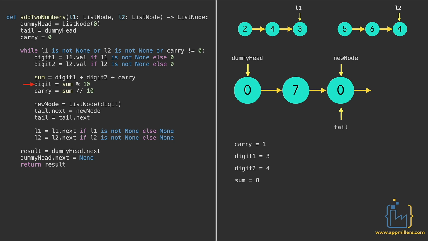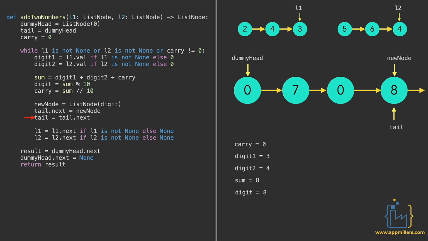Then we will calculate digit, so digit is going to be 8 because 8 divided by 10 is going to be 0 and the remainder is 8. Then we are going to calculate carry, so in our case carry is going to be 0. Then we are going to create a new node with this digit. So the digit is going to be 8 and new node points to this node with the value of 8. Then we need to append this node to this linked list that we have created over here, which is going to be the result linked list. So to be able to do that, we are accessing the tail.next and pointing to the new node. So this is going to create a reference between the last node and this new node.